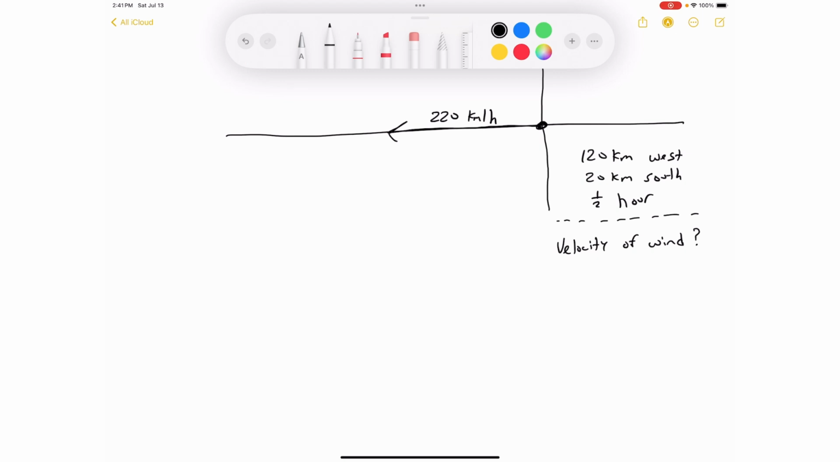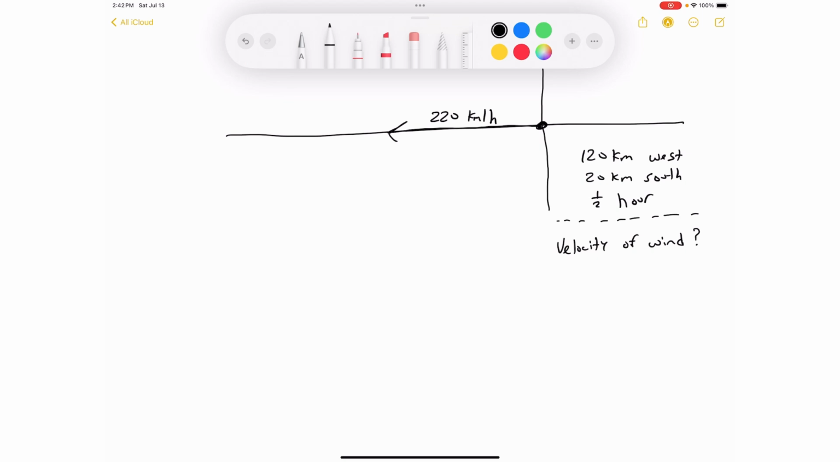However, they noticed that after half an hour has elapsed, actually what happened is the plane is 120 kilometers west and 20 kilometers south. So what's happening, of course, is that the airplane pilot set the compass and all the instruments correctly, but there is a wind outside and it's blowing the airplane off course. And so what we want to do is figure out how fast the wind is blowing, so the airplane pilot can counteract it.